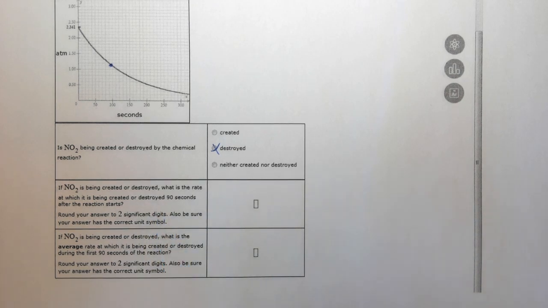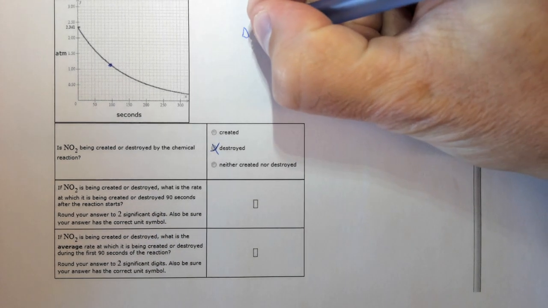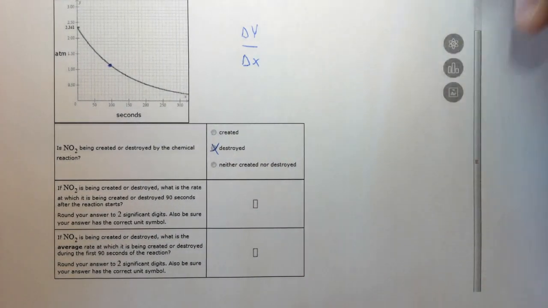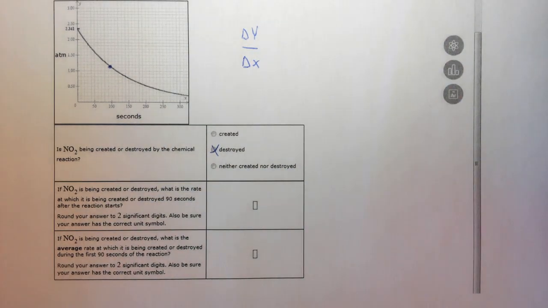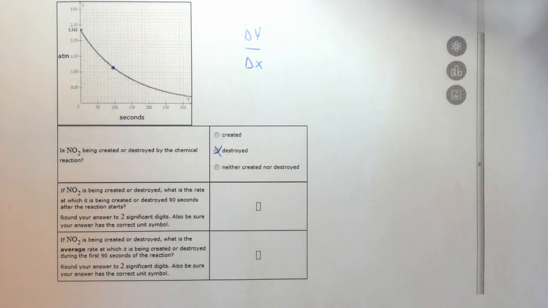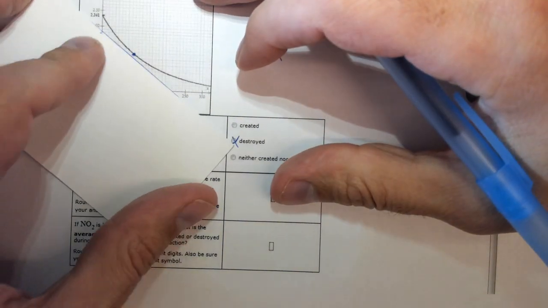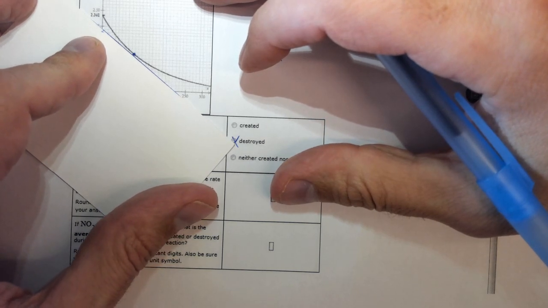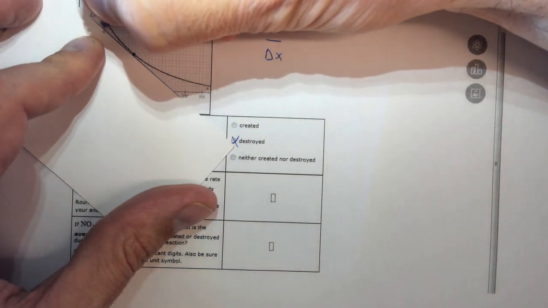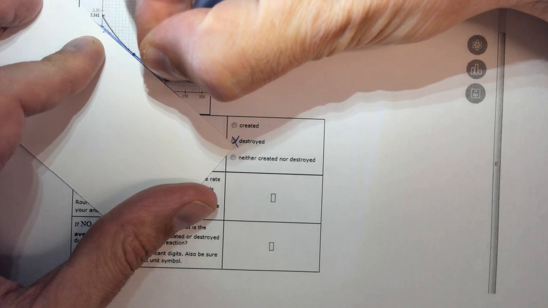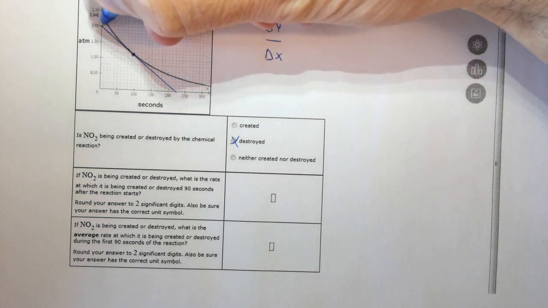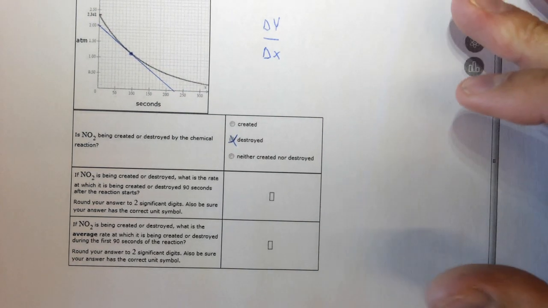To find the instantaneous rate, I need the change in y, the change in atmospheres, over the change in x, the change in time, seconds. So it's dy over dx. But I need the tangent to the curve. I can't actually find it at this particular point. Again, I'm going to do that with a straight edge. I'm going to draw the tangent to this curve as best I can with a straight edge here, like so. So the tangent is a straight line which just touches the curve. So the blue line there is my tangent to this curve.